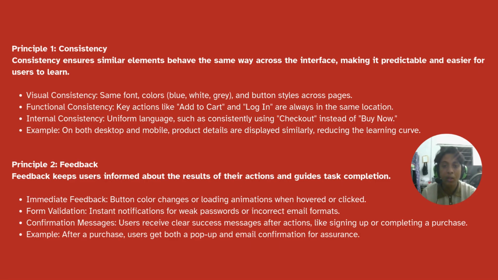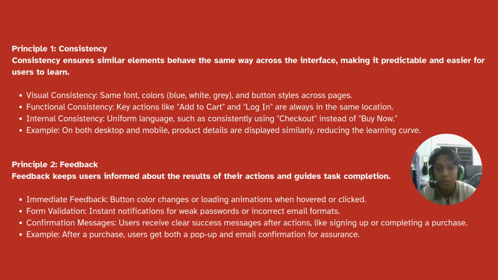For example, whether a user is on a desktop or mobile device, product details are shown using the same layout, with spec, price, and purchase button arranged in the same way. This helps users move between devices without having to relearn the interface.